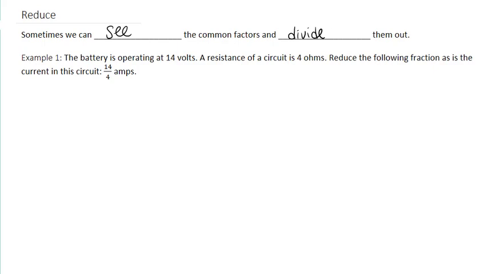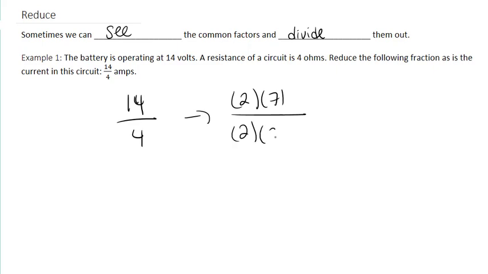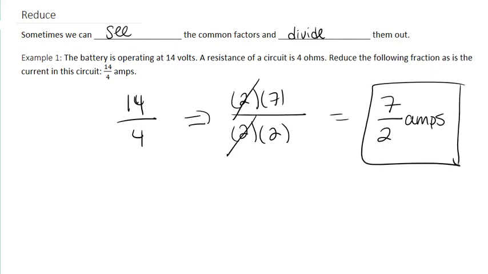14 over 4 amps. So we have 14 over 4, which we can see that both have factors of 2, so we can divide them out. And so this can become 2 times 7, and then on the bottom it's 2 times 2. And so what happens then is we can divide these out, and it just becomes 7 over 2 amps. And this would be our reduced fraction.